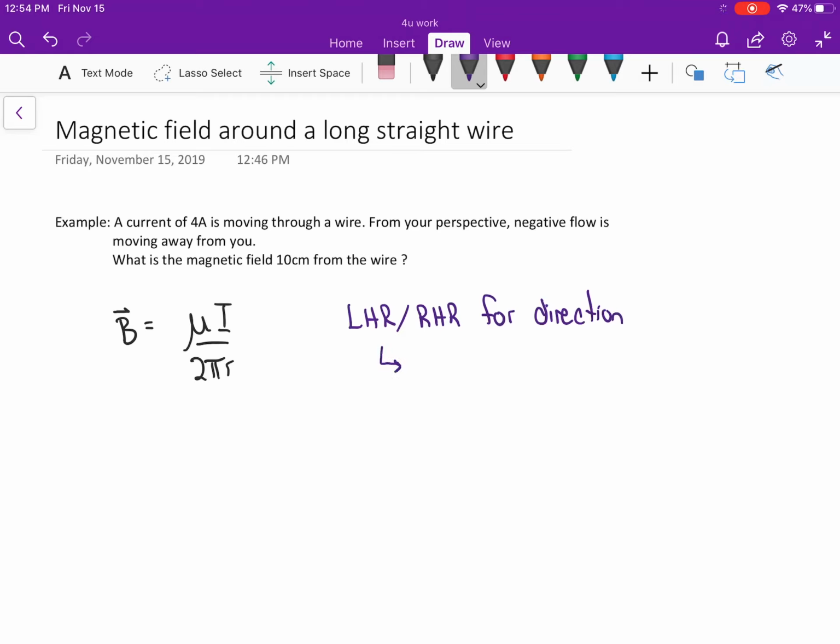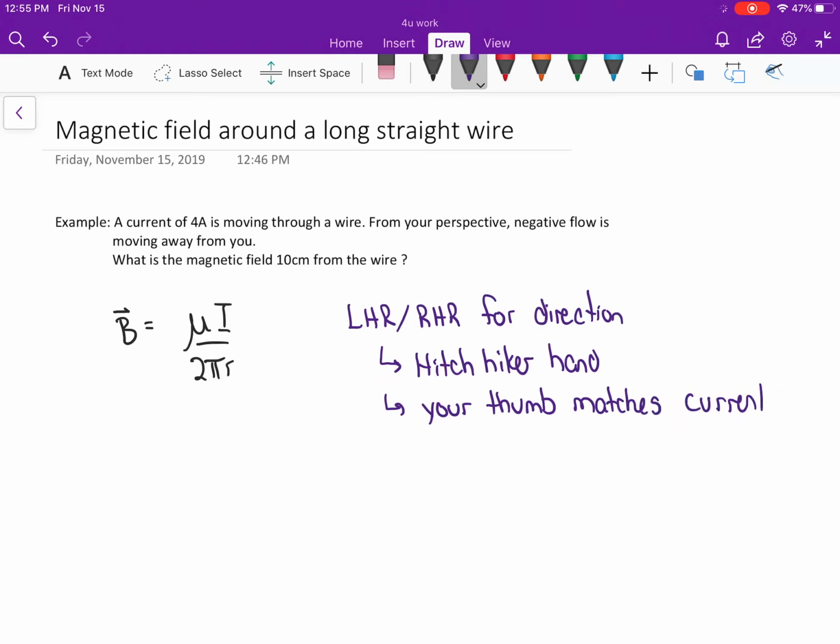If the current's in a long straight wire, the left-hand, right-hand rule is the hitchhiker hand configuration. Your thumb matches the current. When you get your thumb pointed in the right direction, then your fingers curl in the direction of the magnetic field.